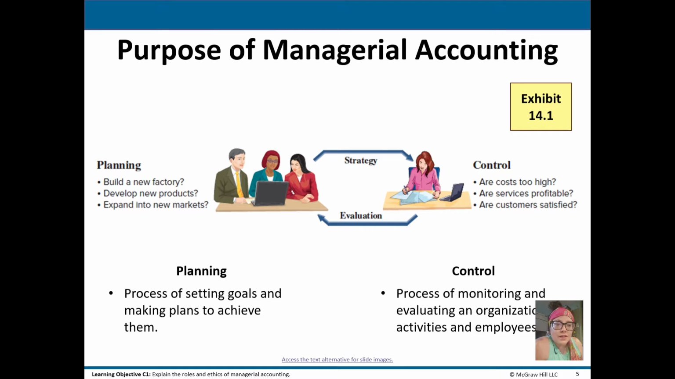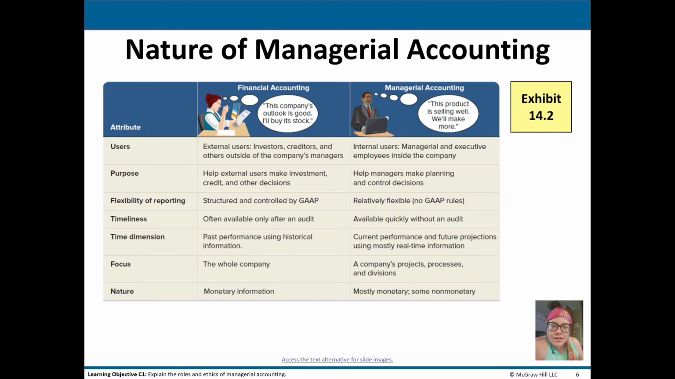So we also have this concept of planning versus control. Planning is the process of setting goals and making plans to achieve them. And control is the process of monitoring and evaluating the organization's activities and employees. Now, managerial accounting differs from financial accounting in the following ways.